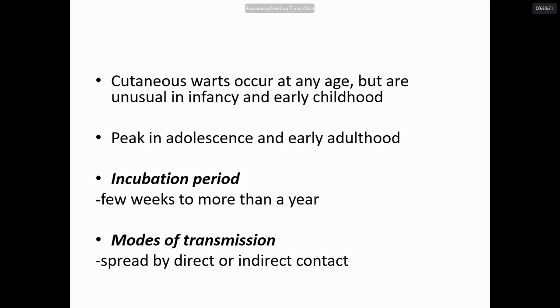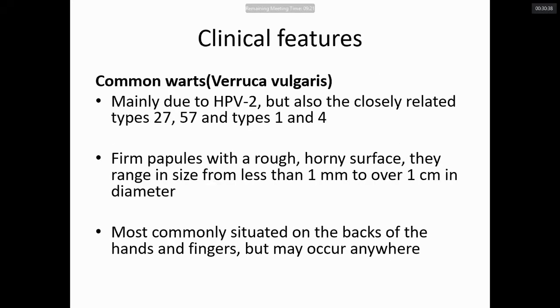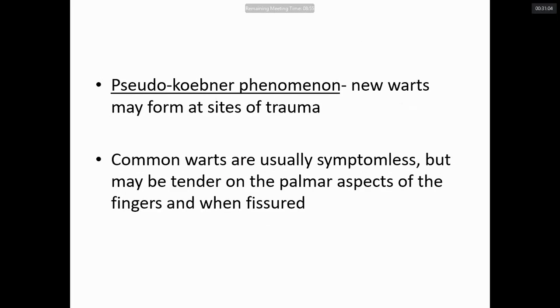The incubation period varies from a few weeks to more than a year, and the mode of transmission is by direct spread or indirect contact. Now the common warts, which are also called Verruca vulgaris, are mainly due to human papilloma virus 2, but also caused by types 27, 57, 1, and 4. They are firm papules with a rough, furry surface, and they range in size from 1 mm to over 1 centimeter. They are most commonly situated on the backs of the hands and fingers, but may occur anywhere.